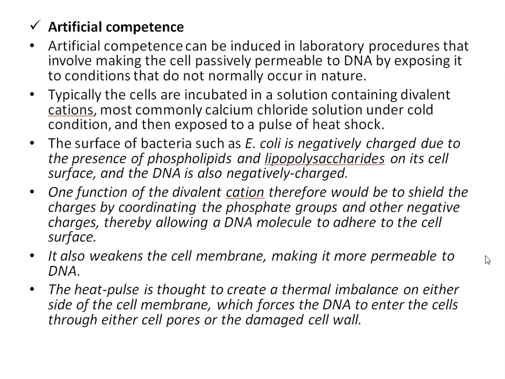Here, the surface of bacteria such as E. coli is negatively charged due to the presence of phospholipids and lipopolysaccharides, right? And DNA is also negatively charged. So one function of these divalent cations would be to shield the charges by coordinating the phosphate groups and other negative charges, allowing a DNA molecule to adhere to the cell surface. Second, it also weakens the cell membrane, making it more permeable to DNA.